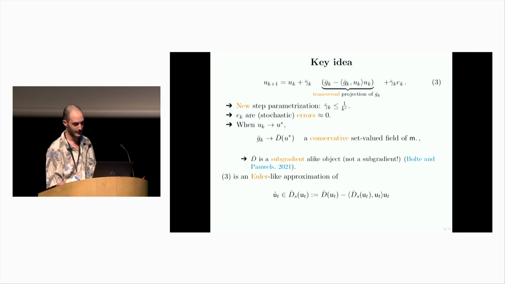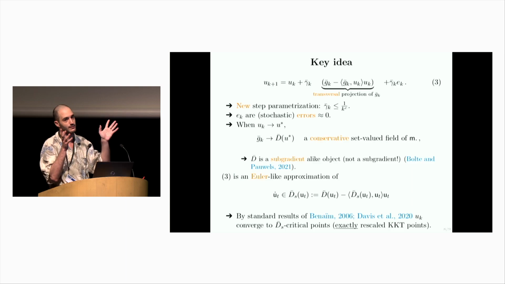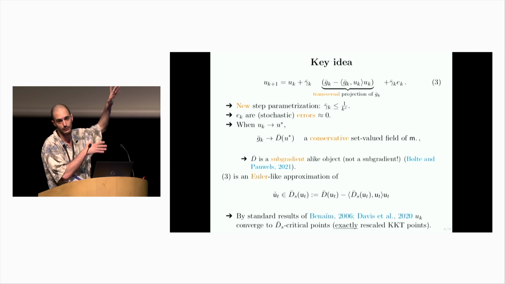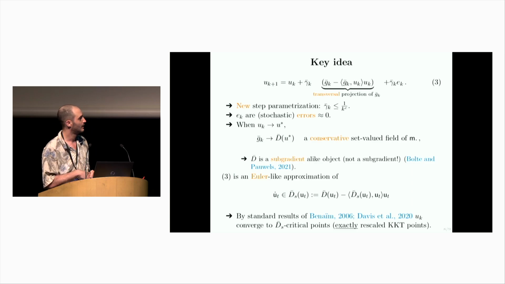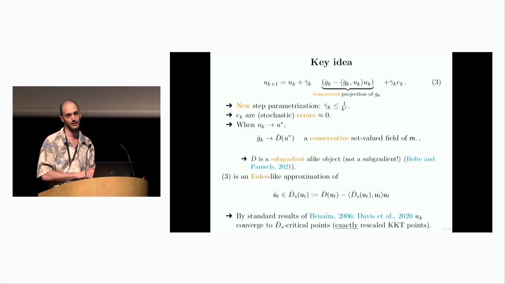And as soon as you have that, the proof is finished, because by standard results of stochastic approximation, Benaïm et al., Davis et al., and different people, if you look at this as a subgradient flow on the sphere, it will converge to its critical points. And by stochastic approximation results, UK will have the same behavior. And these critical points, when you look at them, are exactly the rescaled KKT points of Liu and Li.